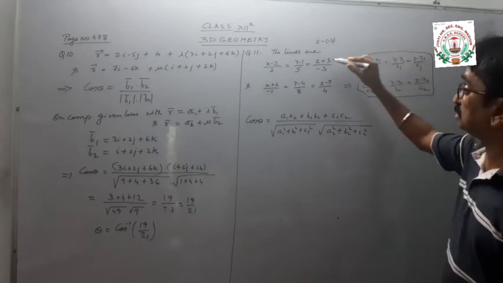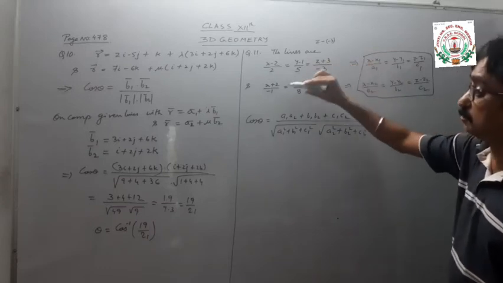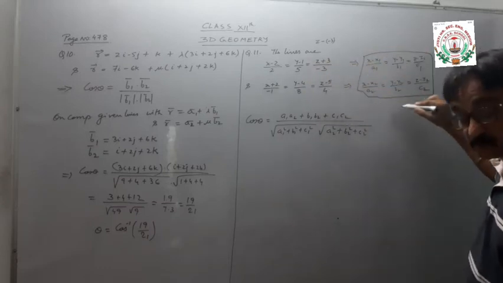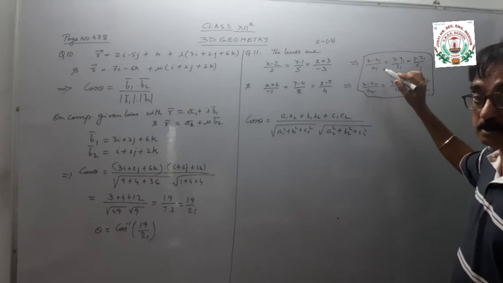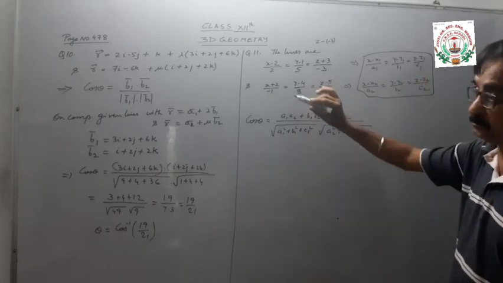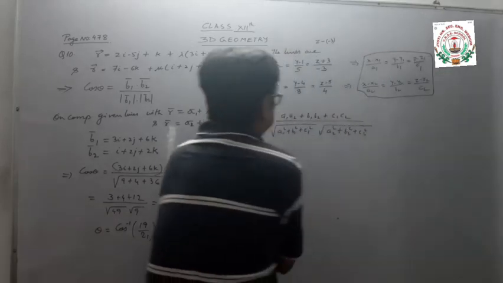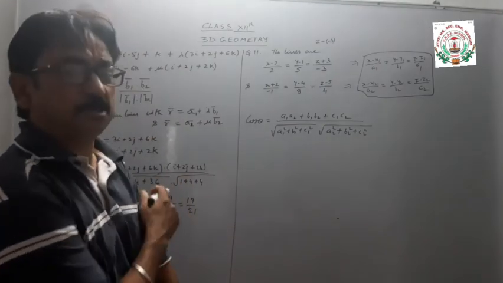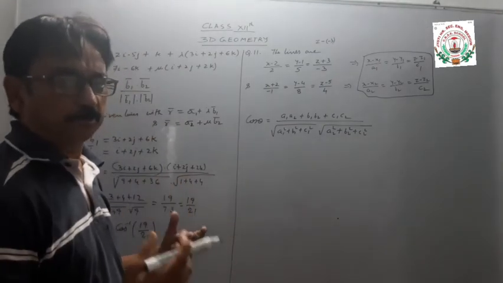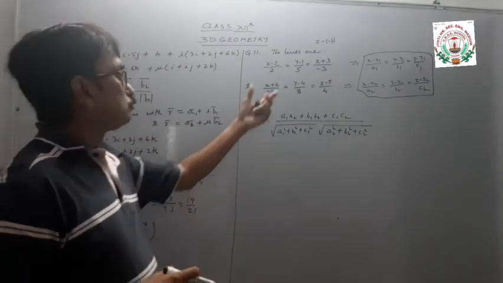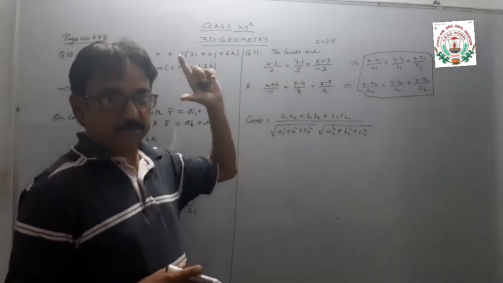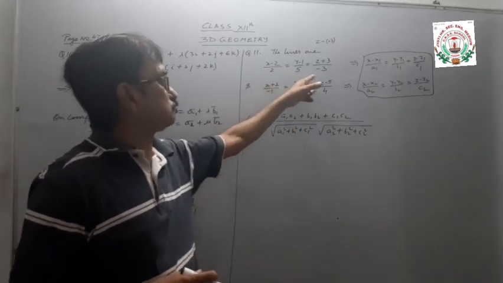When the given lines are in standard form, only then we will compare them. So now here we want only a1 b1 c1 and a2 b2 c2. We don't want the passing points of these two lines, we want only these direction ratios.